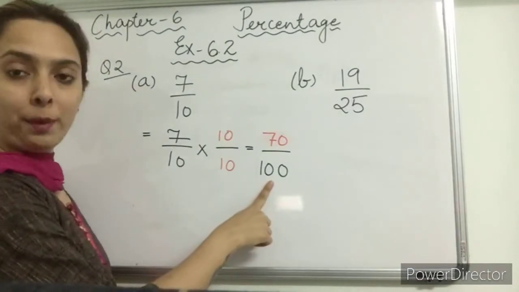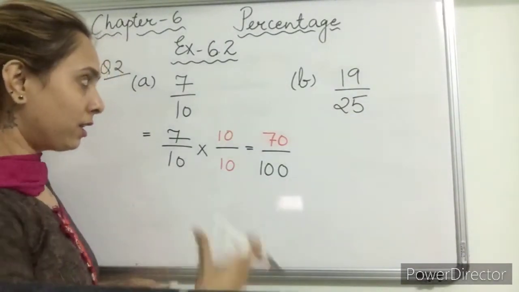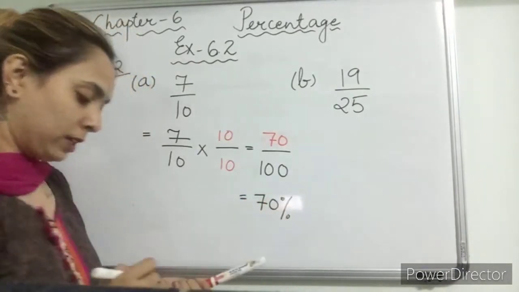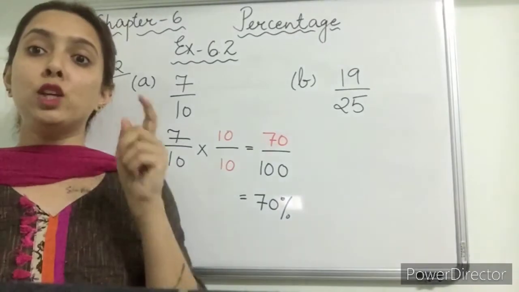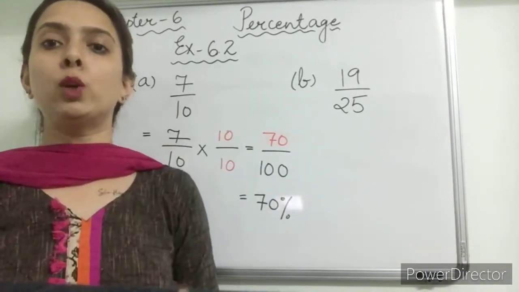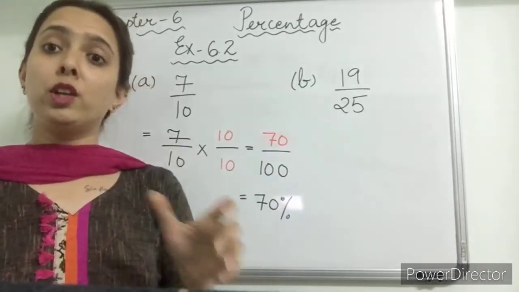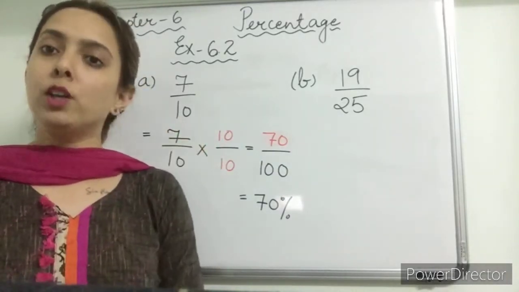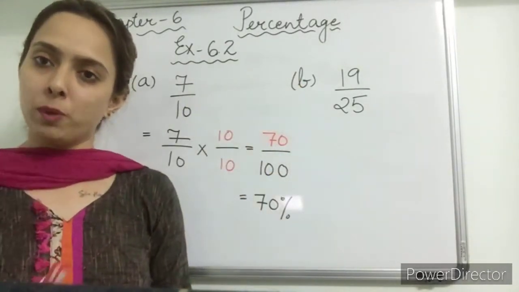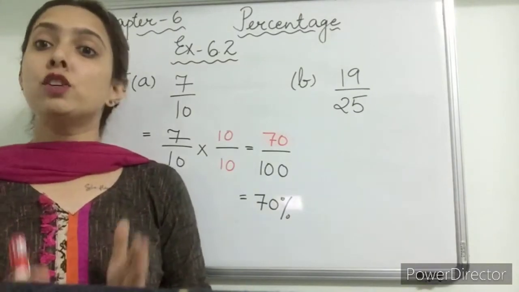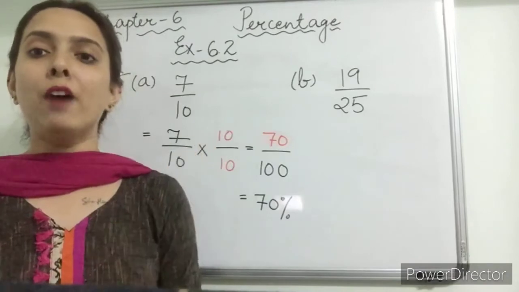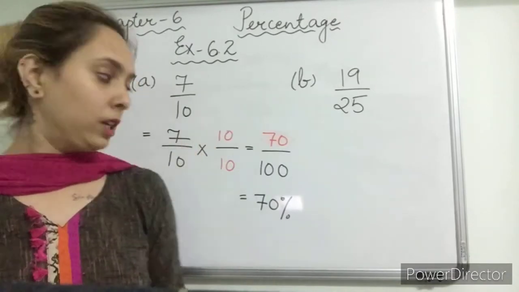We have got the denominator as 100. So now the answer is 70%. This is a fixed method when denominators are not 100. You will always have to convert them into equivalent fractions. If the denominators are 100, you need not convert it, because you will simply write down the numerator with the sign of percentage. But when denominators are not 100, you have to make them 100 first, like this.